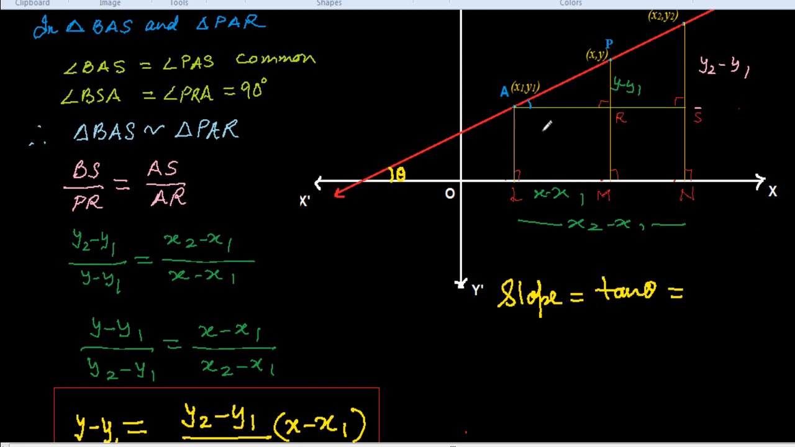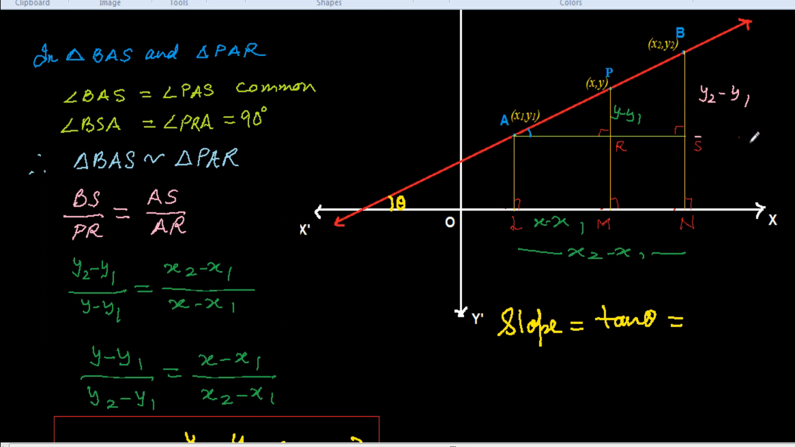The perpendicular upon base is the slope. So here, see in this triangle BAS, angle A is equal to 90 degrees, and this one is theta. This line A is parallel to the x-axis, so this would be theta. In this triangle, tan theta is equal to BS upon AS.